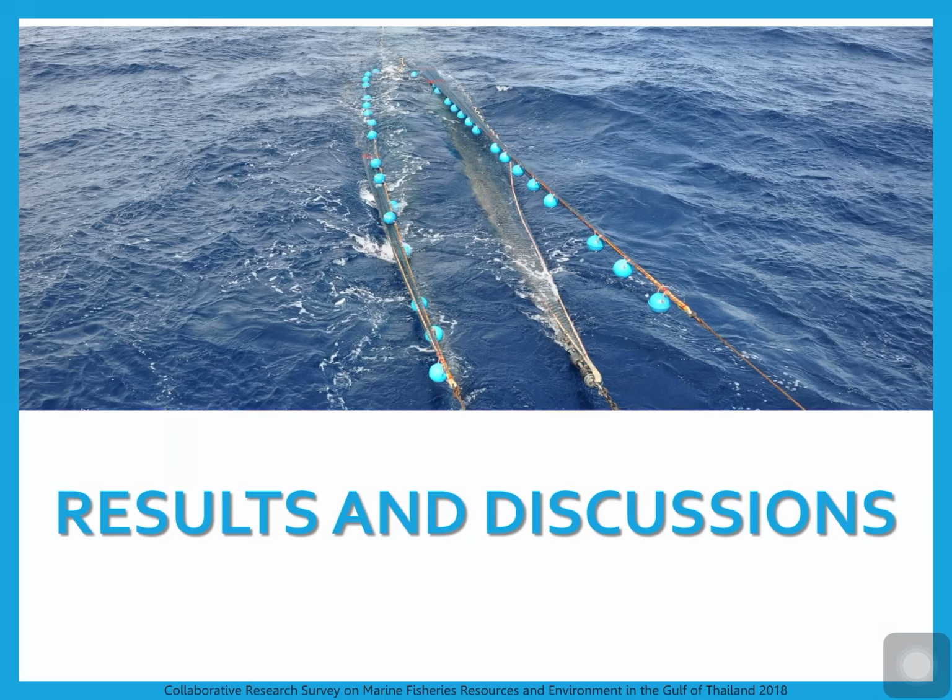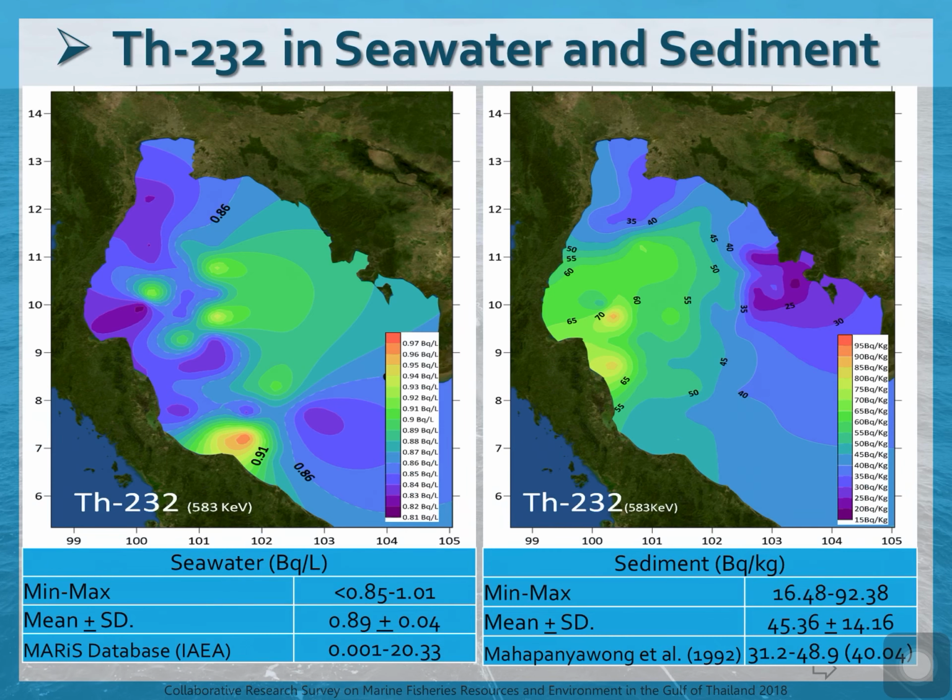Here are the results and short discussion. I'm going to start with the result of the thorium-232 in seawater and sediments. And we found an average of 0.89 becquerel per liter of thorium-232 in seawater. And we found a mean of 45.36 becquerel per kilogram in the sediment sample.